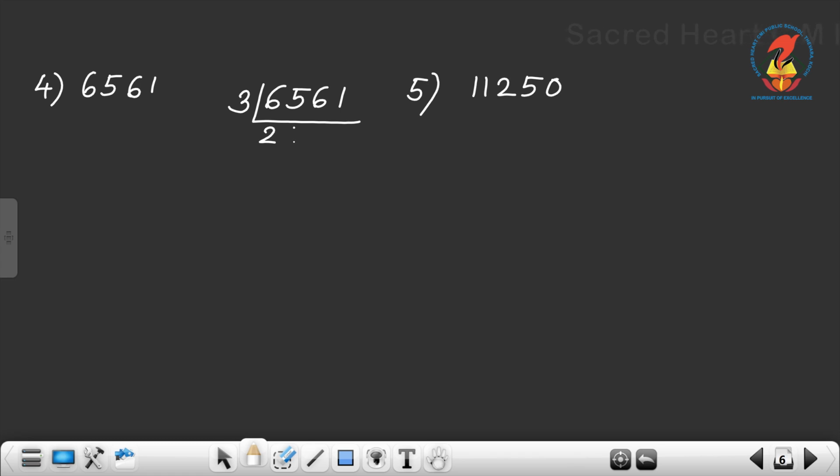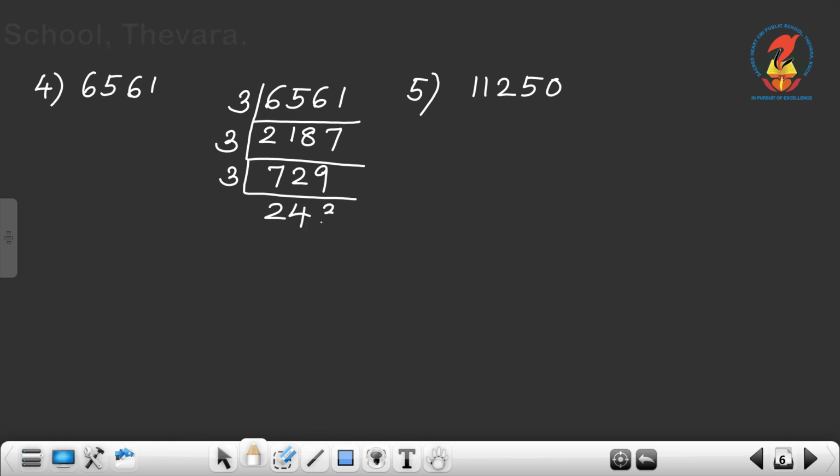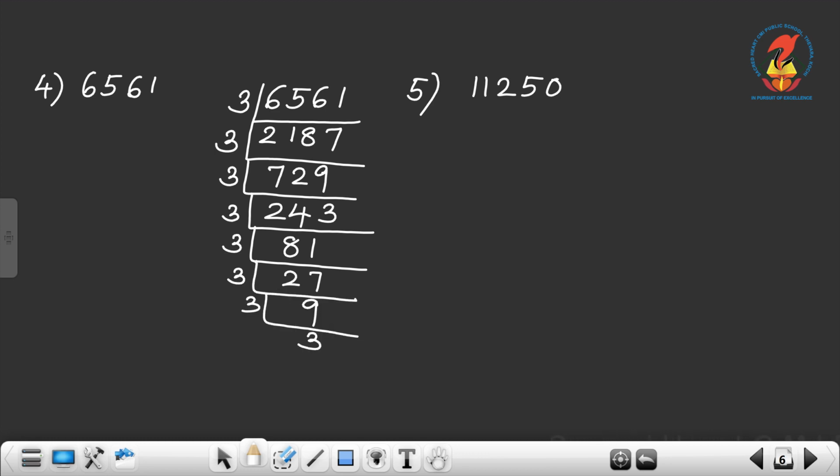3 2s are 6, 1 time, then 26, 24, then again we can do with the 3. 3 7s are 21, then 3 2s are 6, 729. Again with the 3, 3 2s are 6, 4, then 3. Then 243 we can do with the 3, 3 8s are 24, 81. Then with the 3, 27, again with the 3, 9, again with the 3, 3, then 3, 1.